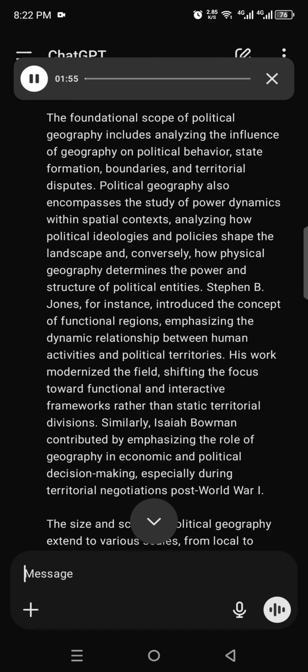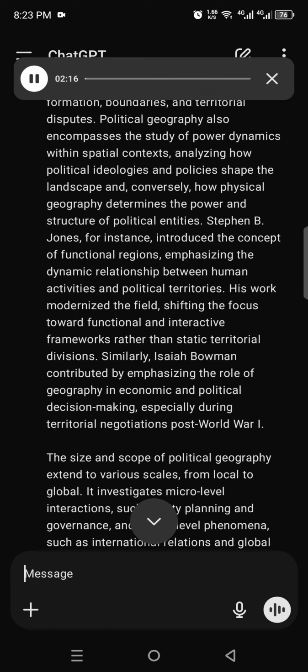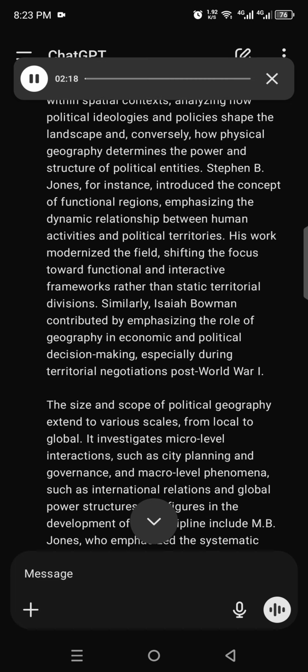It investigates micro-level interactions, such as city planning and governance, and macro-level phenomena, such as international relations and global power structures. Key figures in the development of the discipline include M.B. Jones, who emphasized the systematic study of regions, and Richard Hartshorne, who defined political geography as the integrative study of regions based on functional and spatial characteristics.